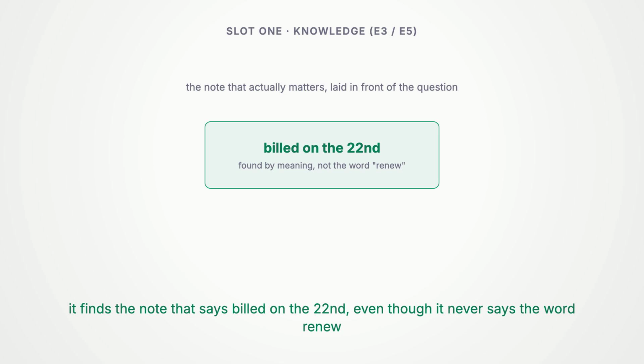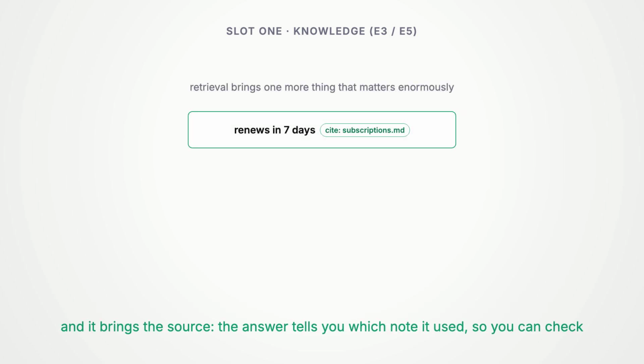That is retrieval, and it brings one more thing with it that turns out to matter enormously. The source. The model does not just answer now, it answers and tells you which of your notes it used, so you can click through and check. The very first slot, and we have already bought ourselves something most AI never gives you, an answer you can verify.